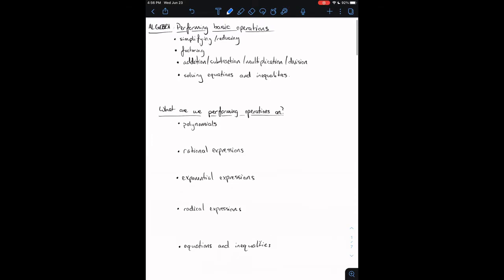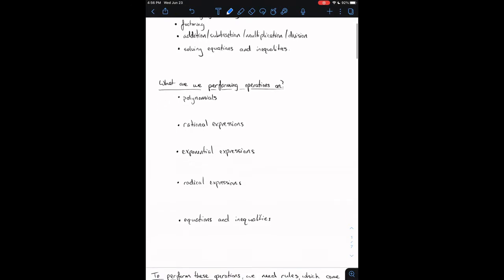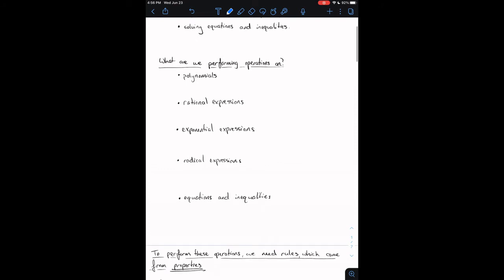So if we're going to perform operations, we obviously need to know what we're performing operations on. The things that you looked at were polynomials. Those are sums of terms. So we could do 5x plus 6. What's another good one? x squared plus 2x plus 1. Or maybe just something like x to the 10th power. That's a polynomial too.